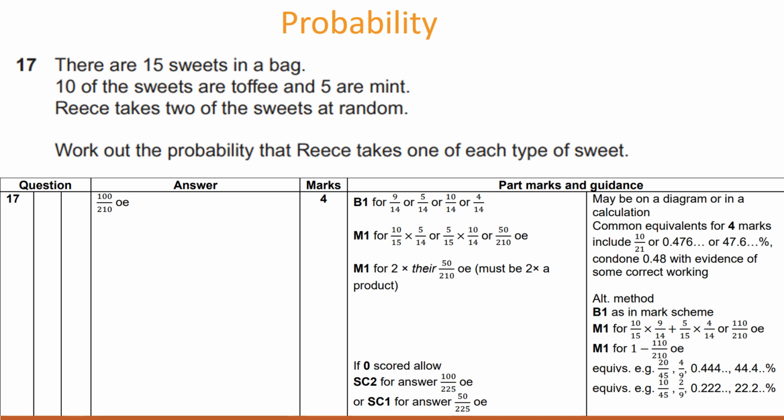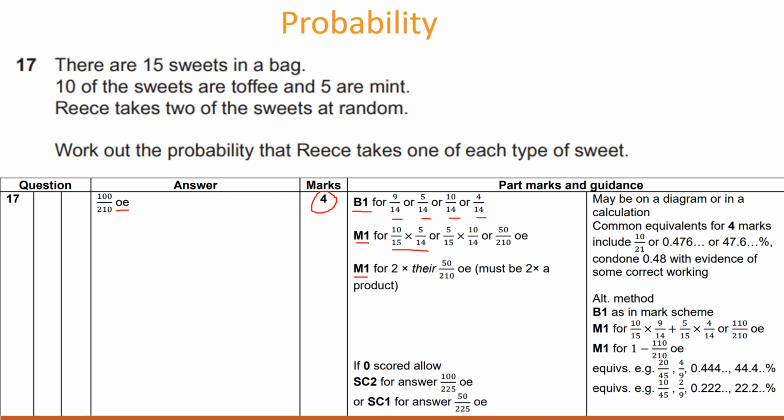The mark scheme says the answer is 100 over 210. OE means or equivalent. This was worth a total of 4 marks. So you can see you got B1, which is a method mark for getting either 9 over 14 or 5 over 14, or any of those fractions over 14 in the second strands. A method mark for getting 10 over 15 times 5 over 14, or the opposite way round, depending on which strand you went along. Then you've got a method mark for doing 2 times your 50 over 210, or we added them rather than doing it as a product. And that's where your 4 marks came from on the mark scheme.